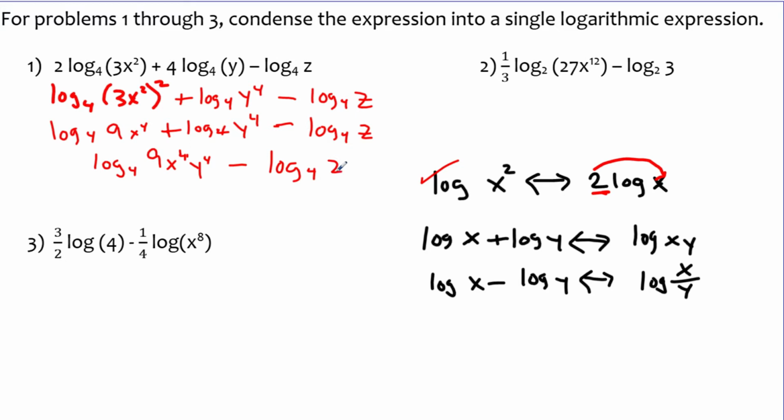And so now that's all of my addition. I'm going to move on to the subtraction, and it says if there's subtraction between logs, divide. So this is now log base 4 of 9x to the 4th, y to the 4th over z. I've now condensed this expression into a single log, nothing outside of it. This right here is my answer.